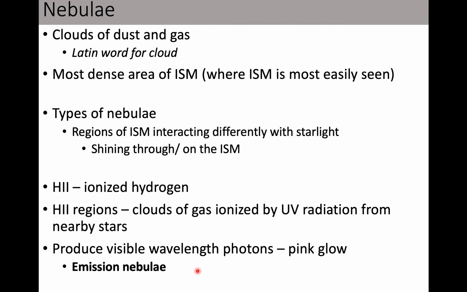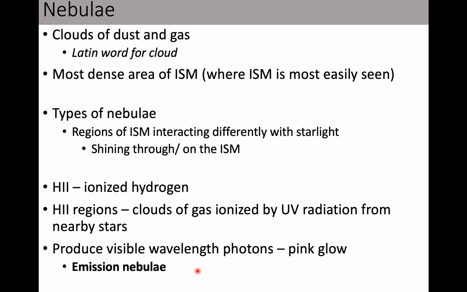So when we have clouds of this ISM material where the ISM begins to clump up, creating really dense clouds, we call this a nebulae. Nebulae means cloud in Latin. It is a dense area of dust and gas. So it is where ISM is the most dense.